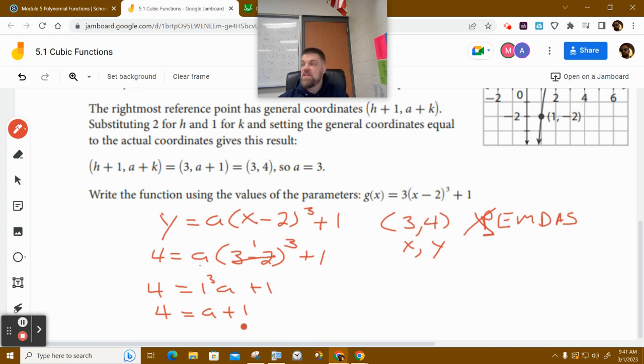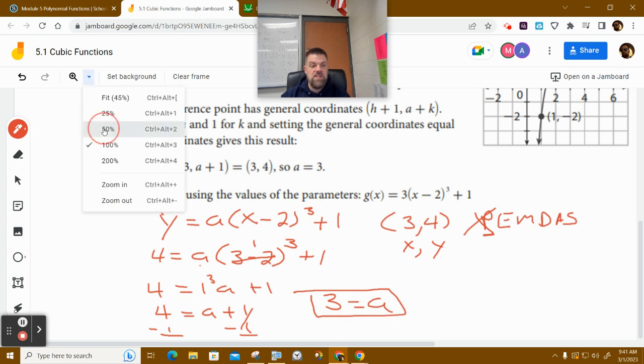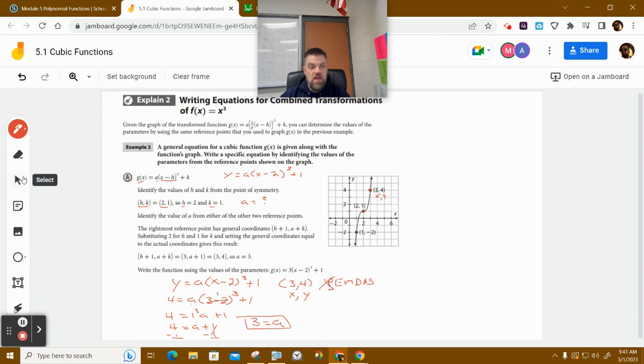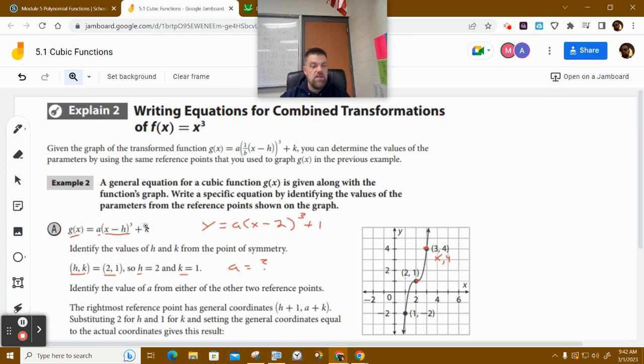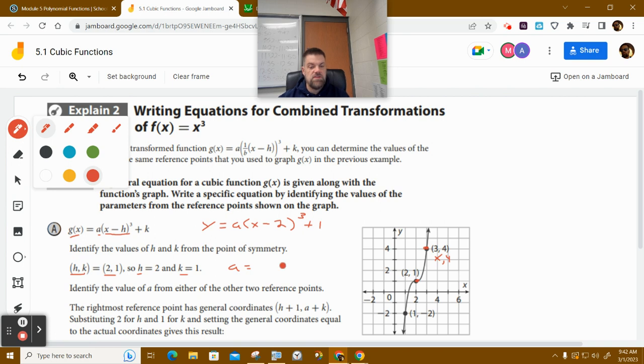All right. So what do I do to get A by itself? Subtract 1 from both sides. What is A? 3. So these cancel, and then 4 minus 1 is 3. So A equals 3. So now, let me scroll out here so you guys can see everything. We know what A is, don't we? What's A? 3. So let's put that in there. So A is 3.